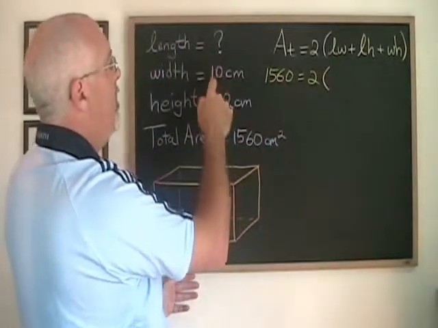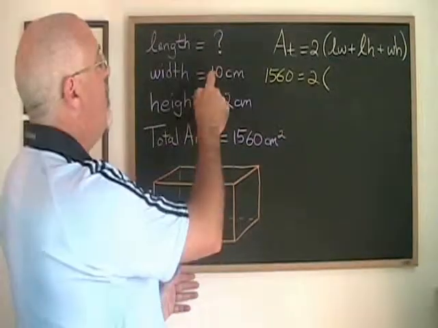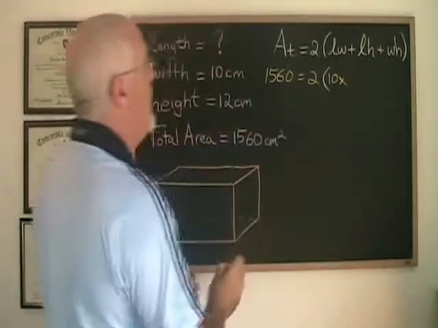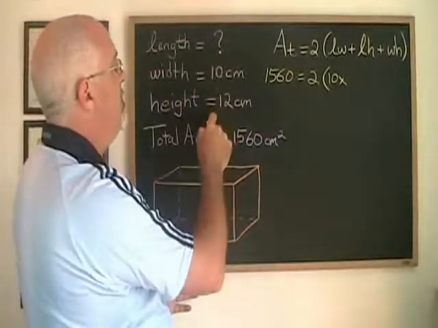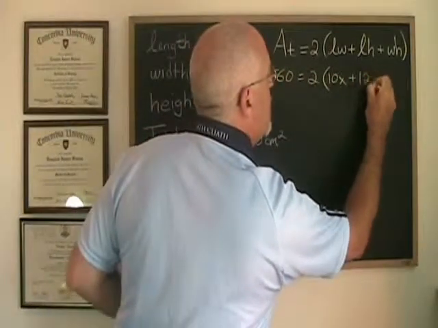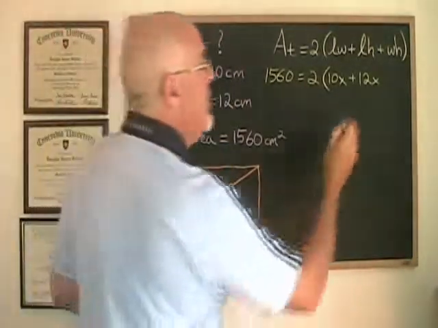LW means length times width. We do not know the length, so we will express it as x. We end up with x times 10, or 10x. LH is length times height, which will be 12x. And WH is width times height, which will be 10 times 12.